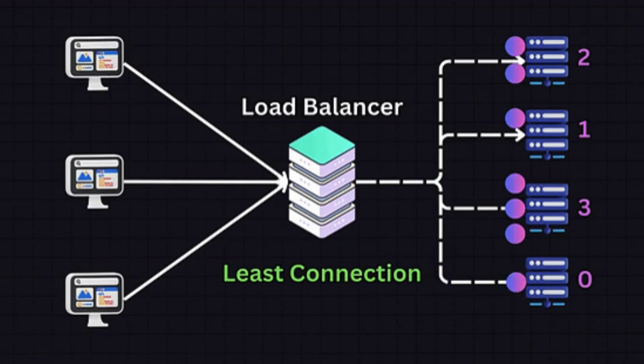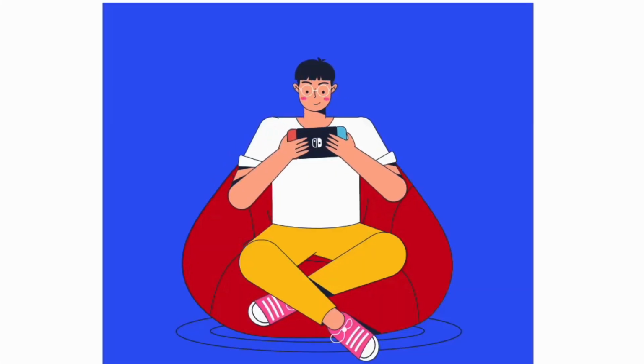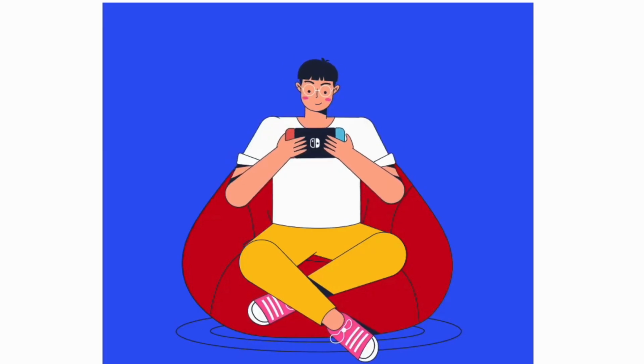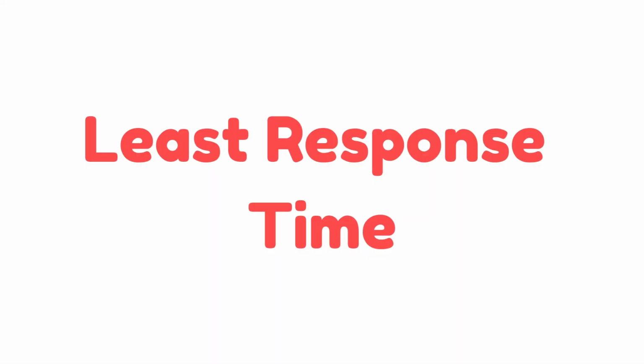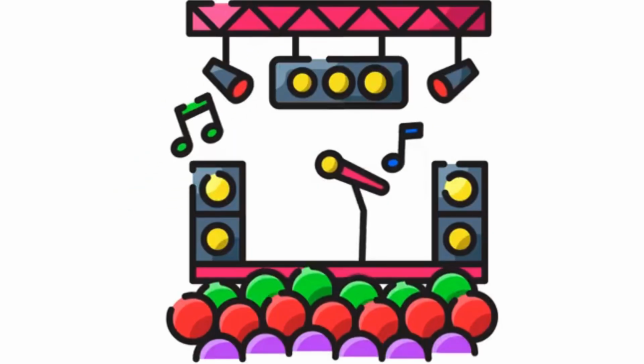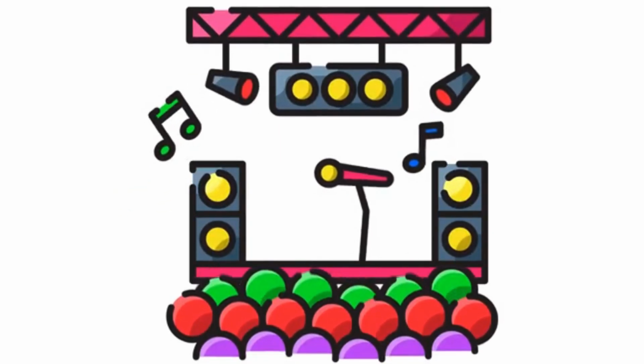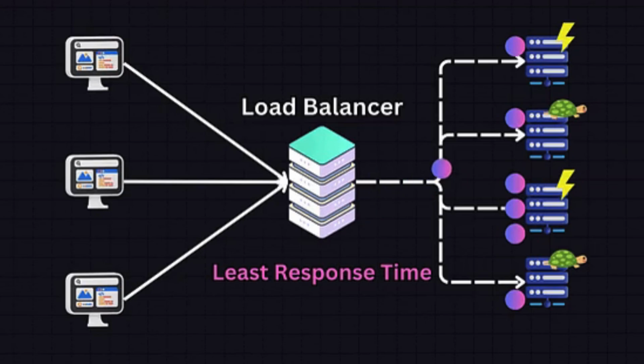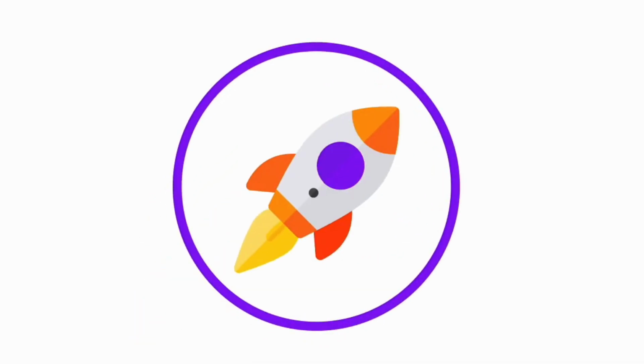Right. But what about when speed is super crucial? Like for online gaming, I'm guessing there's an algorithm for that too, right? There is, and that's where least response time takes center stage. Tell me more about least response time. So imagine you're trying to buy tickets for a concert, and every millisecond counts. Least response time is constantly monitoring which server is responding the quickest and then sending your request to that server. So it's all about minimizing lag. Exactly. It's trying to ensure the fastest possible experience for the user.